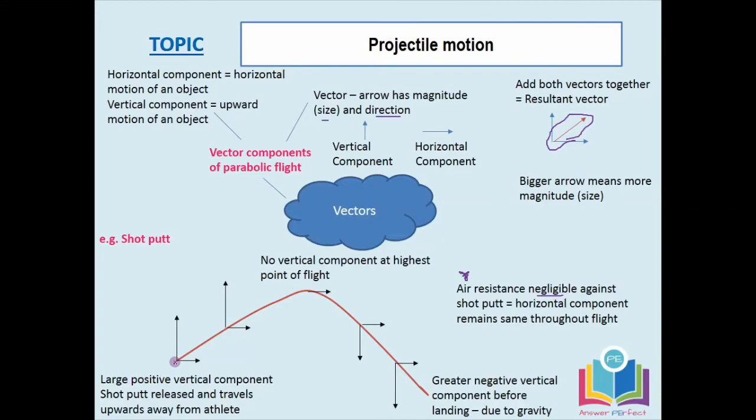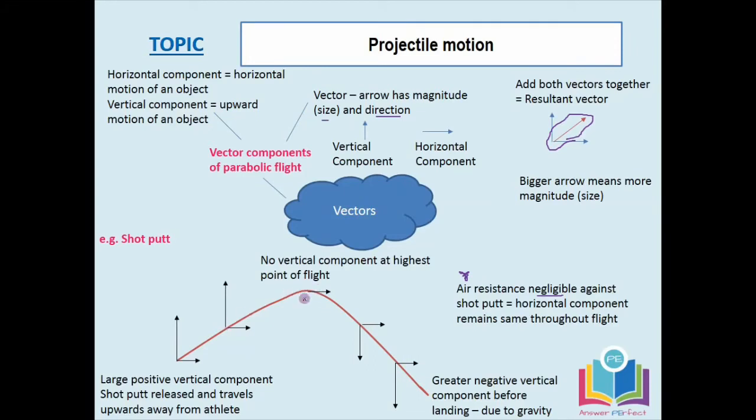At the start, there's a large positive vertical component, because it's going up. The shot put is released and travels upwards away from the athlete, so it's travelling in its horizontal motion. It has more vertical magnitude than it has horizontal. Okay, and we keep going up, alright.